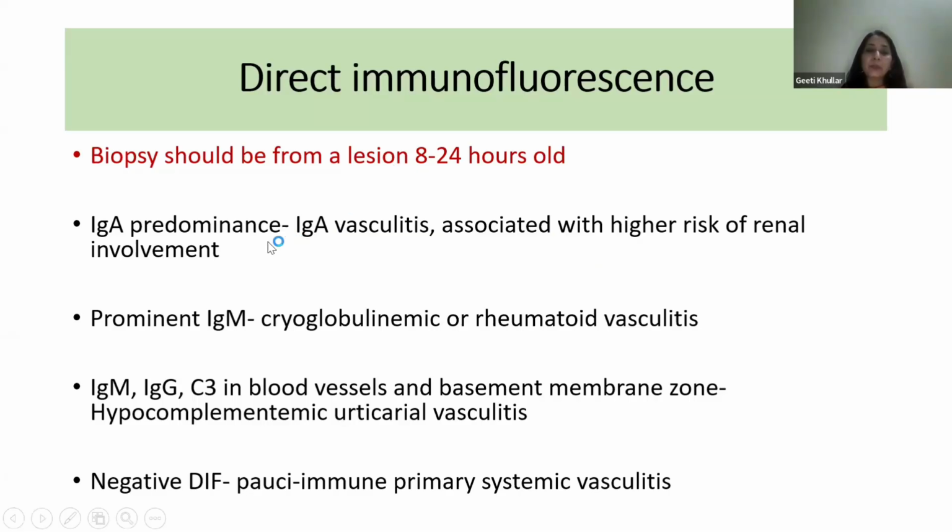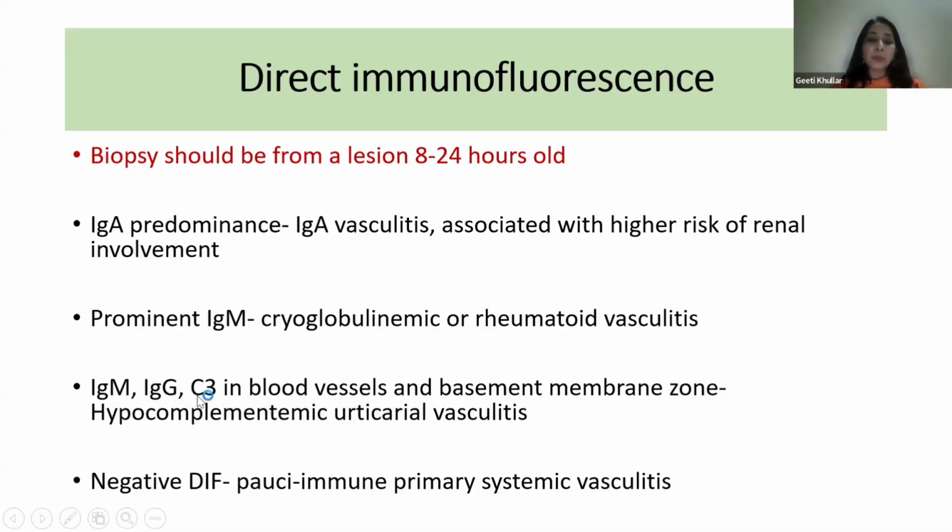So you see a lot of IgA deposits, then you have to think of IgA vasculitis. And those patients who have IgA deposits sometimes have an associated high risk of renal involvement, particularly in adults. Sometimes you see prominent IgM deposits, then you have to think of cryoglobulinemic vasculitis or rheumatoid arthritis associated vasculitis, because rheumatoid factor, if you know, is IgM.